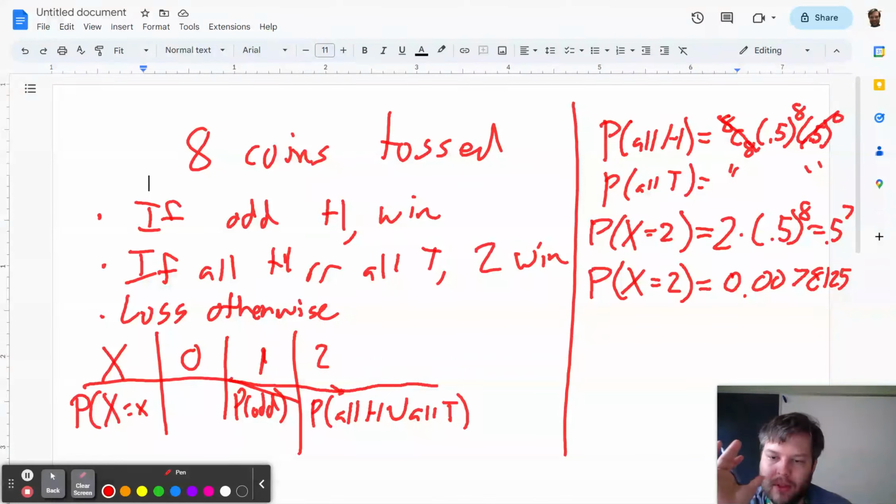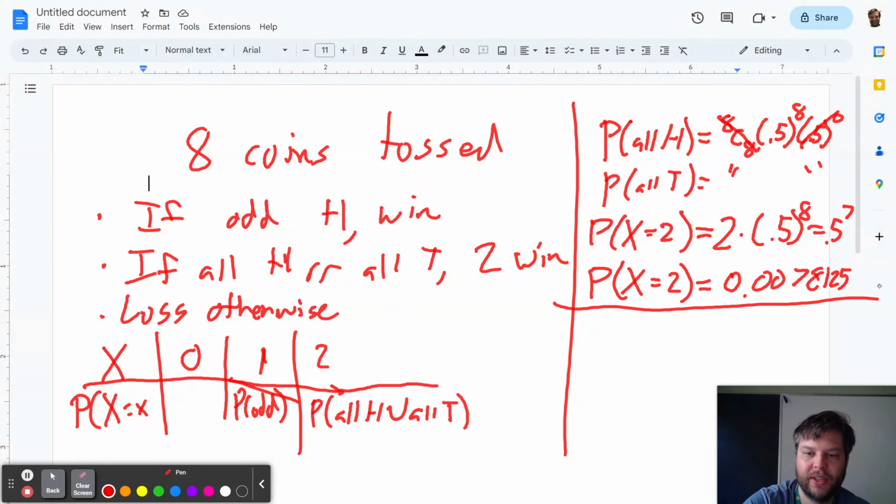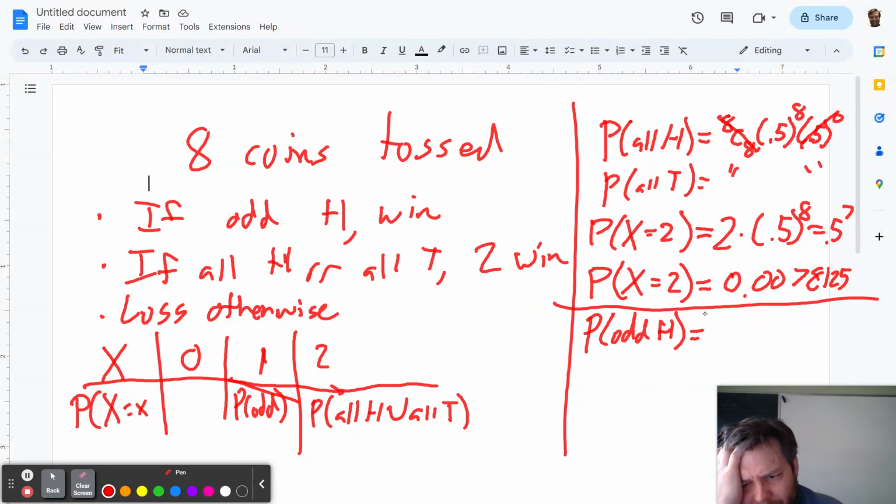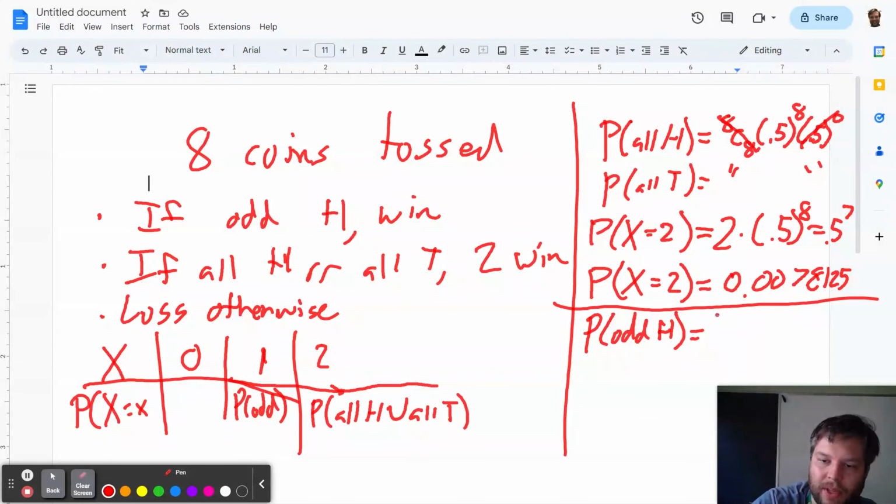Okay, so then let's think about the probability that there's an odd number of heads. I think we have to just break this into cases. I don't think there's a way to do it all in one step. So what we can do is find the probability of 1 plus 3 plus 5 plus 7, and they're going to look very similar. So let's add them up. So here's the probability of getting one head. 8 choose 1, 0.5 to the 1, 0.5 to the 7.